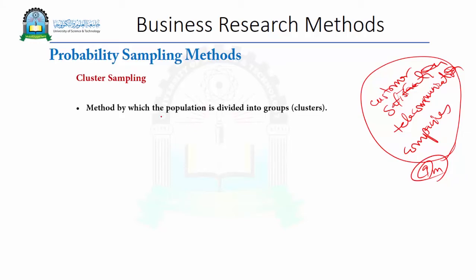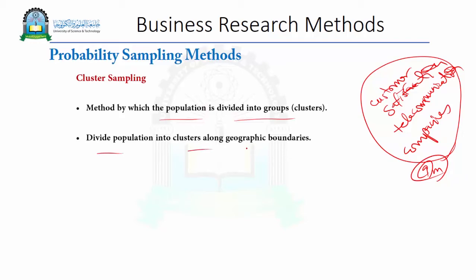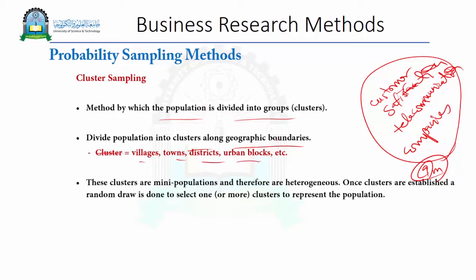So it is a method by which the population is divided into groups or clusters, along geographical boundaries or any other criteria. So the cluster can be villages, towns, districts, urban blocks, whatever, and these clusters are many in population and therefore are heterogeneous. Once clusters are established, a random draw is done to select one or more clusters to represent the population.